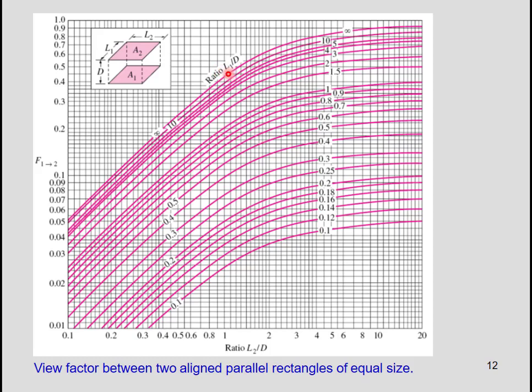As the ratio of L1 to D increases, the surface area of A2 is higher, or it is closer to surface number 1. Then it will receive a higher fraction of the radiation, or the view factor from surface 1 to 2 will be higher until it reaches its maximum, which is 1. The maximum value of the view factor for two surfaces, as I told you before, is 1 when all of the radiation from surface 1 strikes surface 2.